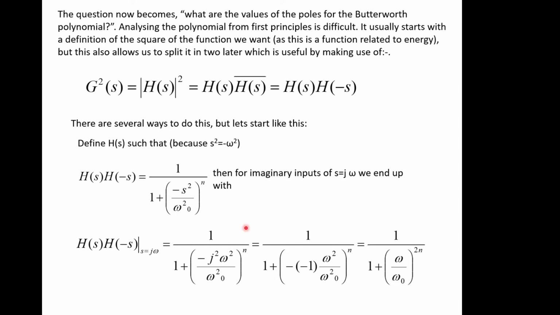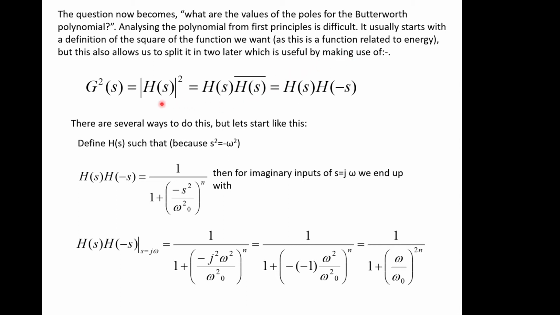So the question now becomes, what are the values of the poles for the Butterworth polynomial? Once we've got them, we can put them into our circuit and build the circuit that does it. If we're going to analyse the polynomial from first principles, it's difficult, worth doing once though. It usually starts with the definition of the square of the function we want, as this is a function related to energy. But the real reason for doing that is it allows us to split the function into two later, because we will only want to take half our poles eventually, because we want to keep it stable, keep all the poles in the left hand plane. So that hopefully will become obvious a bit later.